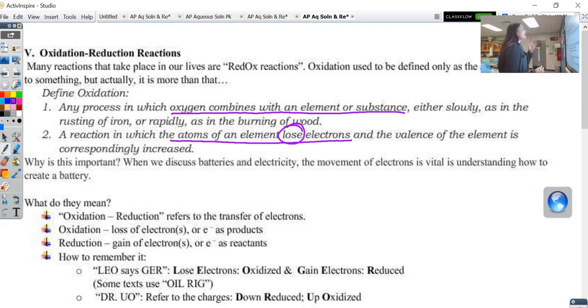Why is this important? Oxidation reductions, it's a little bit further, so we're getting a bit of a head start to understanding what is called electrochemistry. And electrochemistry deals with batteries. Batteries are something that are very common in our everyday lives, so they've really made a big deal out of understanding electrochemistry in this AP chemistry course.